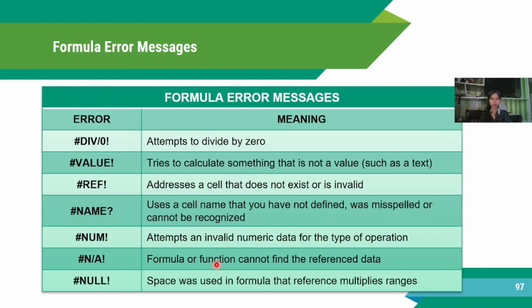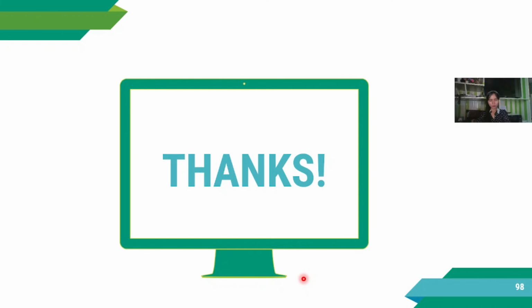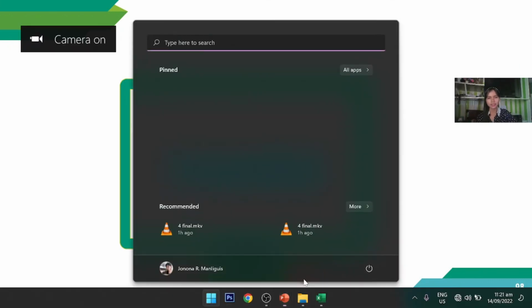#N/A: the formula or function cannot find the reference data. So there is no reference data. #NULL!: a space was used in a formula that references multiple ranges. That happens when there are spaces or extra or missing characters. So that is all about the Excel class.